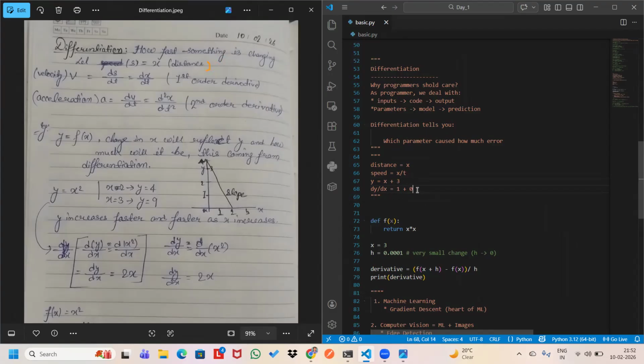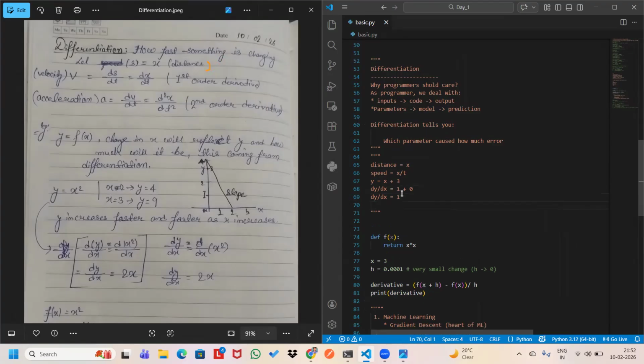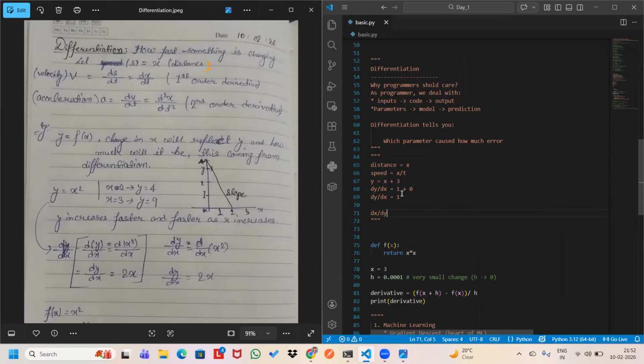So the final value would be what? The final value would be dy by dx equals to 1. This will be the exact value of this equation when we differentiate with respect to x. The same thing happens when we differentiate the same equation with respect to y. Then the answer would be something like this: dx by dy equals to 1.